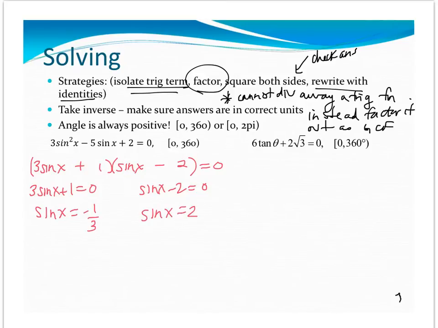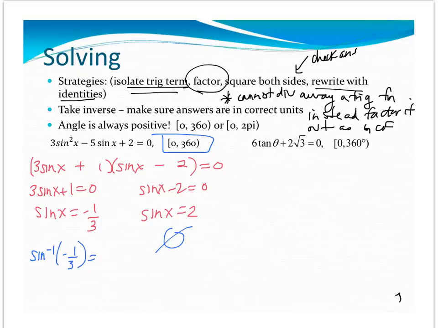Now, on the right-hand side, this one is impossible. Sine can never equal 2. Since it's not possible, it doesn't result in any solutions. However, the left-hand side is still doable. We are told that we want to solve in 0 to 360, so we want to make sure our calculator is in degree mode. And now we're going to do sine inverse of negative 1/3.